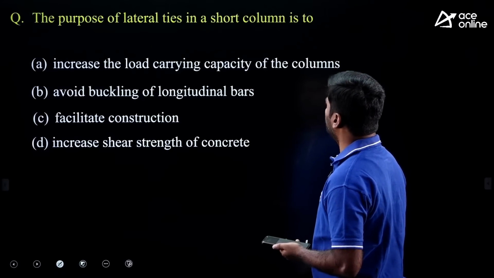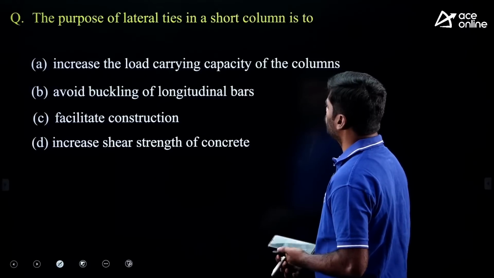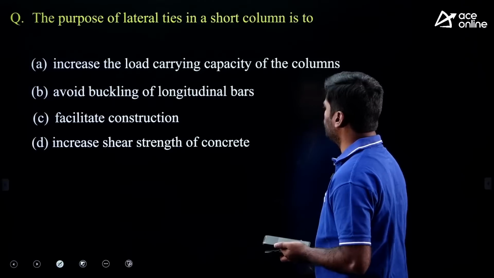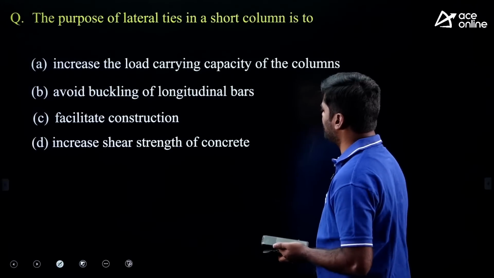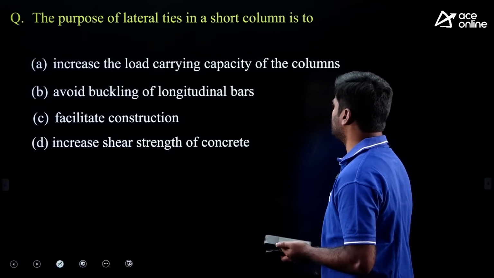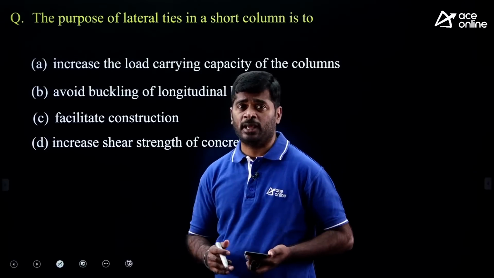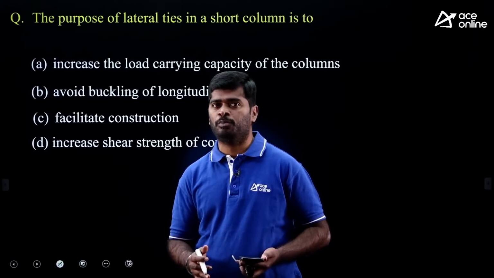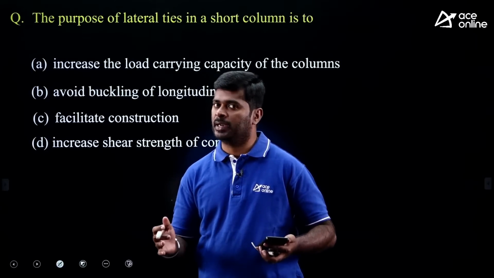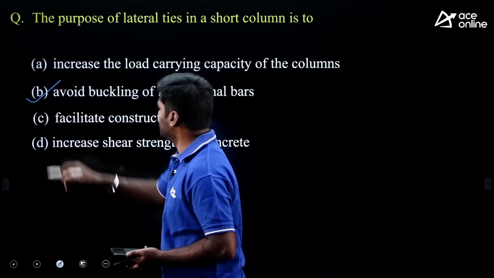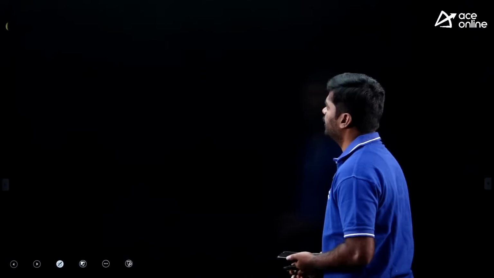The purpose of lateral ties in a short column is to: A, increase the load carrying capacity of the column; B, avoid buckling of longitudinal bars; C, facilitate construction; D, increase the shear strength of concrete. My dear, the main purpose of lateral ties in a column is keeping the main steel in position, that is avoiding buckling of longitudinal steel bars. Option B is correct.